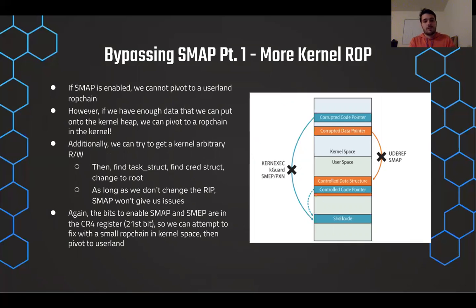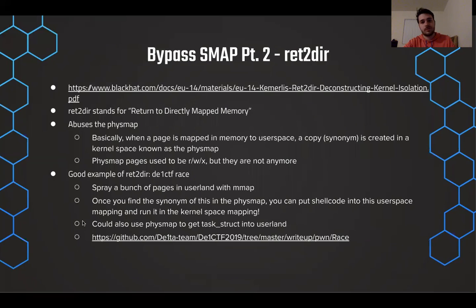However, if you do have a read-write, you could do whatever you want still because you're not trying to execute userland code. You can do the data-only attacks of actually changing your cred struct to root or anything like that as well. And as long as you're not actually touching RIP, you're not going to have any issues with SMEP or SMAP. Again, this is also a bit of the CR4 register, so you could use your ROP chain to try to fix this as well, which is nice to do.